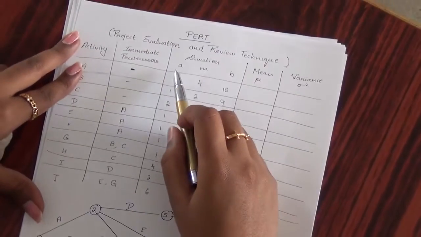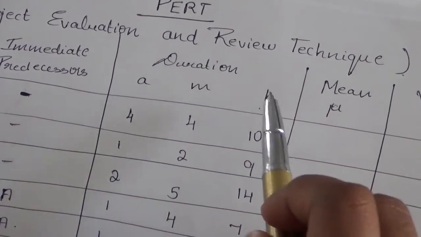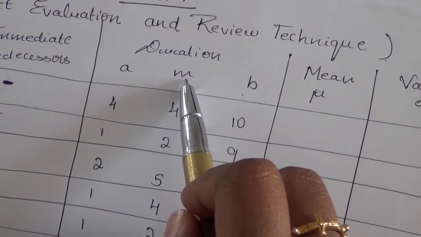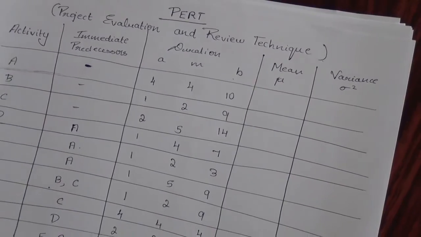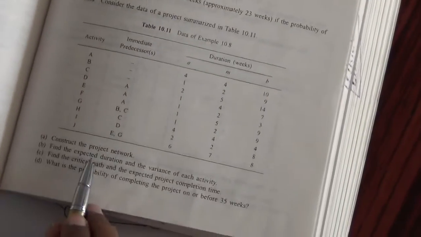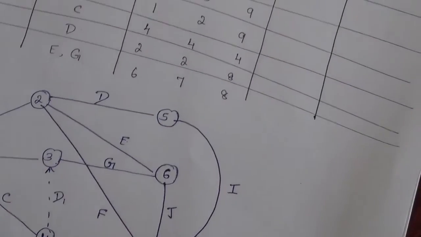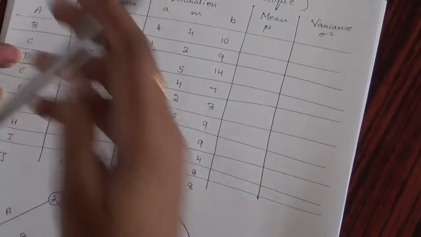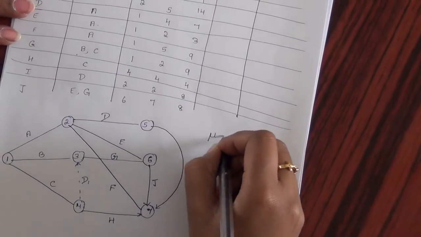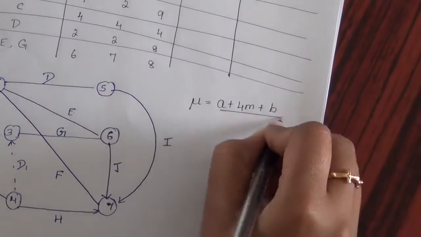In the duration, they have specified 3 characters A, M and B. A specifies the optimistic time, B is the pessimistic time and M is the most likely time. So for the next question, they have asked us to find the expected duration and variance of each activity. So expected duration is nothing but the mean. Mean is represented as mu. The mean formula is mu equals A plus 4 times M plus B, divided by 6.